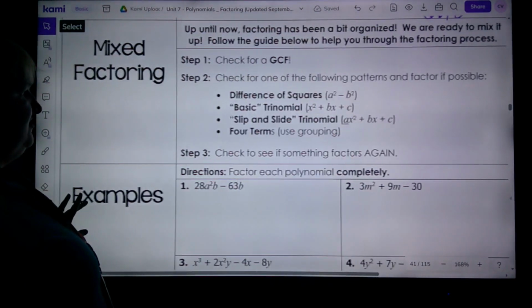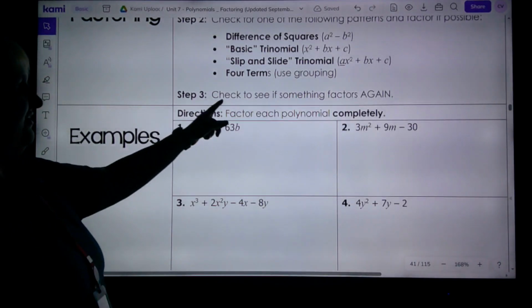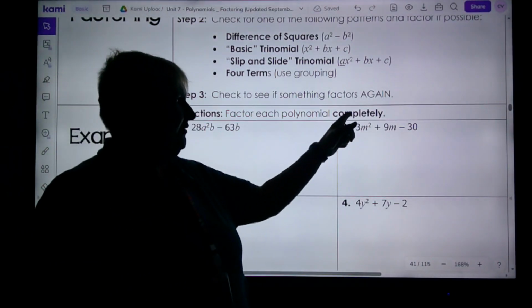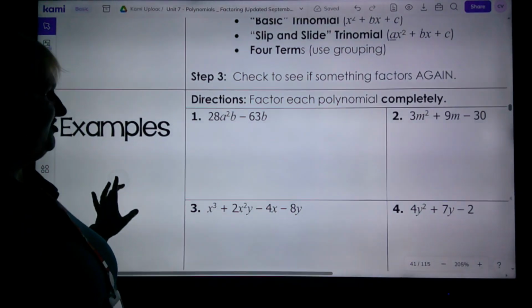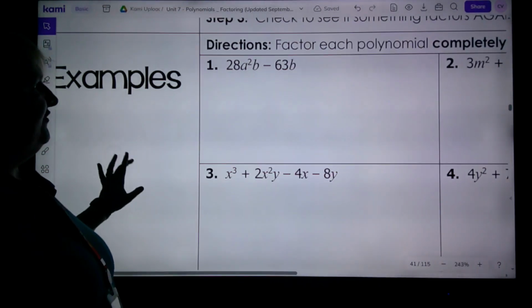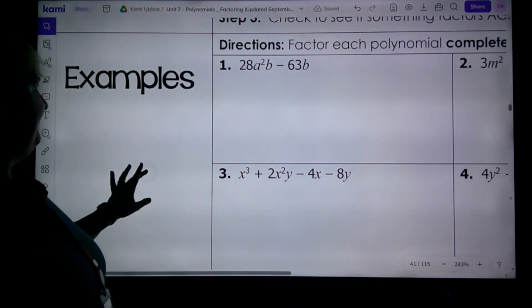Right? Check to see if something factors again. You're going to factor each polynomial completely. You're going to factor until there's nothing left to factor. Right? I'll show you what I mean. First one. Check for greatest common factor.